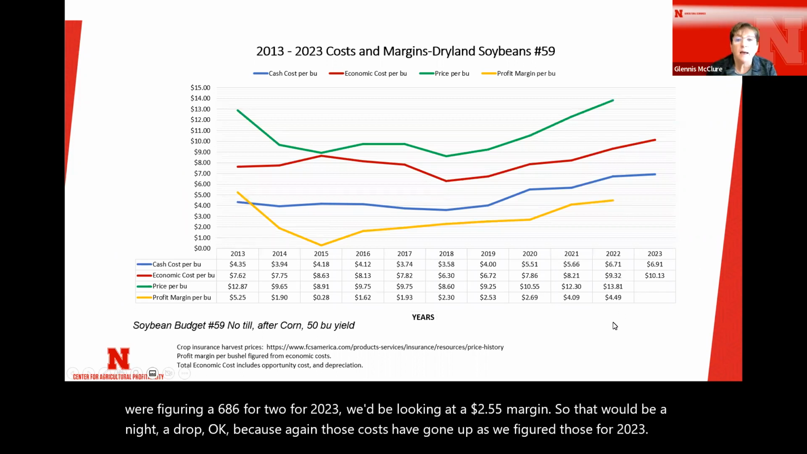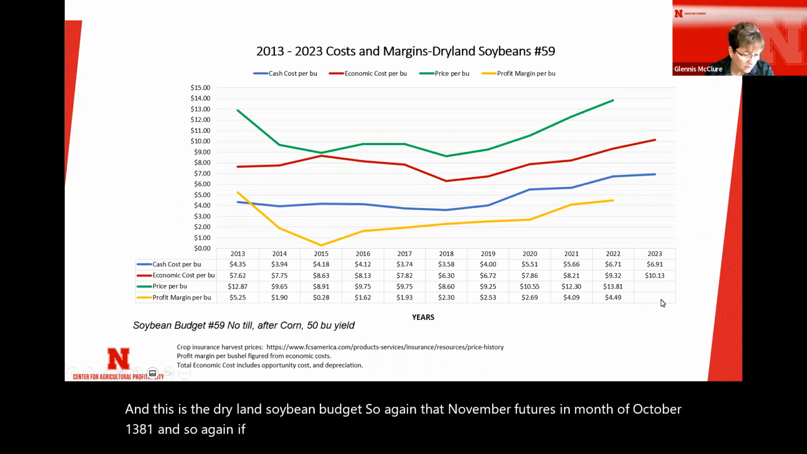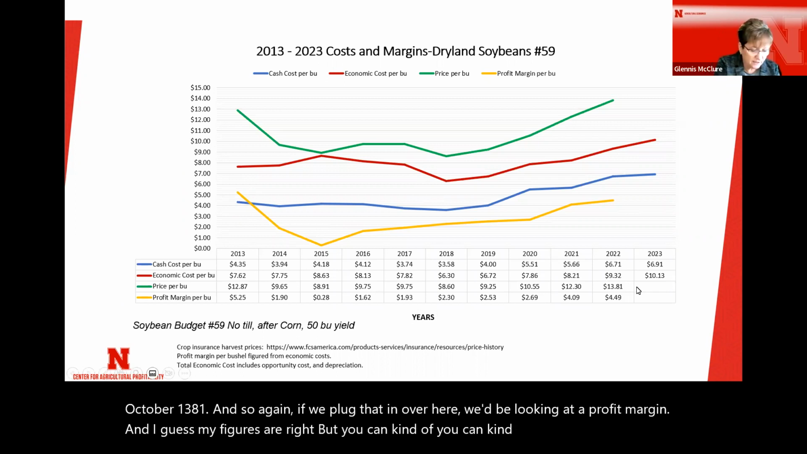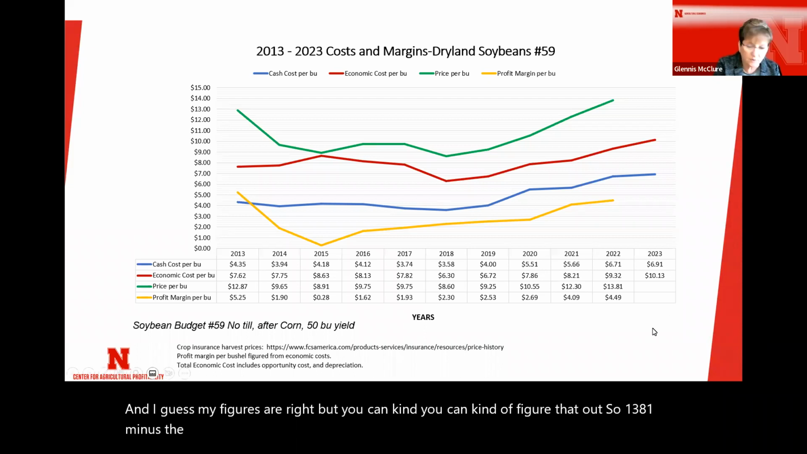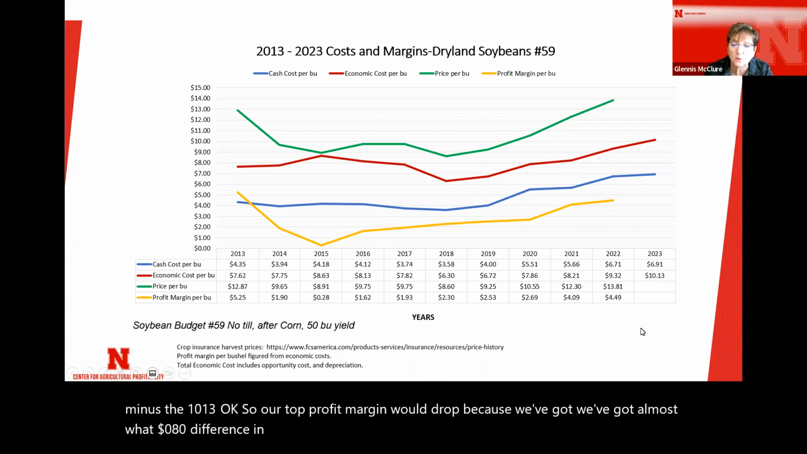And this is the dry land soybean budget. So again, that November futures in the month of October, 1381. And so again, if we plug that in over here, we'd be looking at a profit margin. I guess my figure's not right, but you can kind of figure that out. So 1381, minus the 1013. Okay, so our top profit margin would drop because we've got almost 80 cents difference in our economic costs from 22 to 23 in this particular budget.